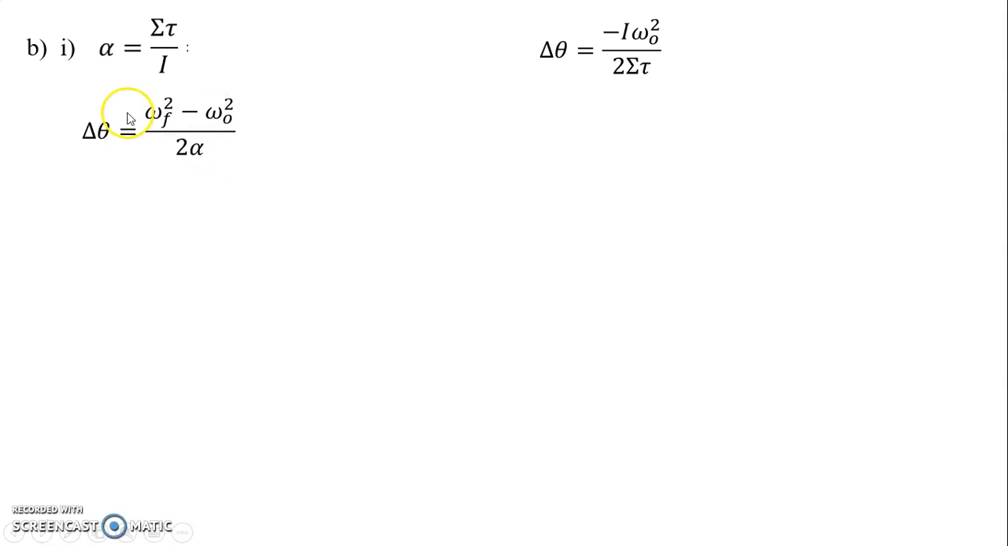Of course, omega final is going to be 0. We have the initial speed from before. And to give you a bit of a checkpoint, alpha here is going to be negative 0.44 radians per second squared. You should be expecting a negative angular acceleration, because of course it's slowing down.